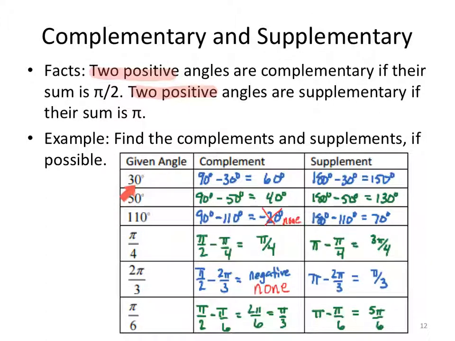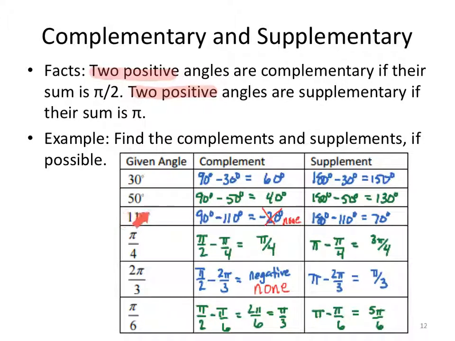If I'm given 30 degrees, I know that I need to add 60 degrees in order to get 90, so the complementary angle is 60 degrees. How far is 30 degrees from a total of 180 degrees? It's 150 degrees off, and so that's the supplement.